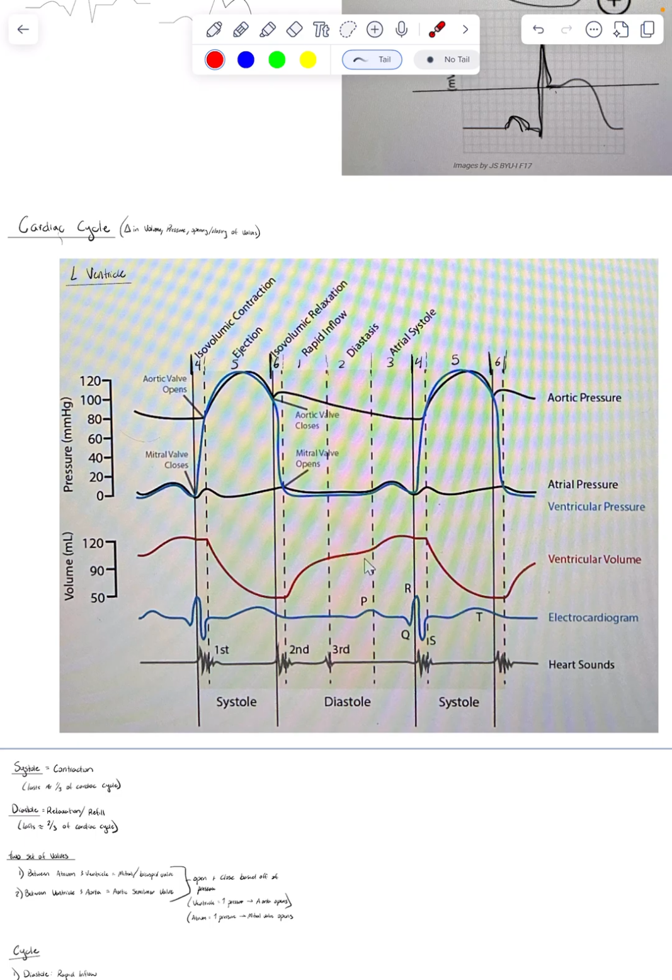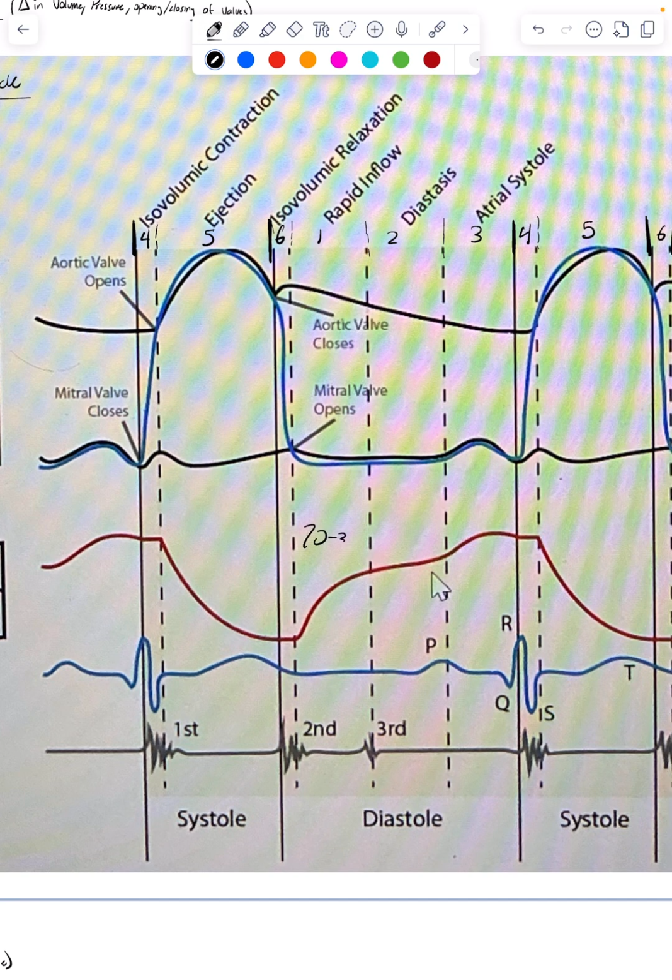And then as it continues, the atrium, right, we see this. This is the contraction of the atrium, and that's going to push the other. So this is about 70 to 80% of blood goes in there. This is the other 20 to 30% that all gets in there.